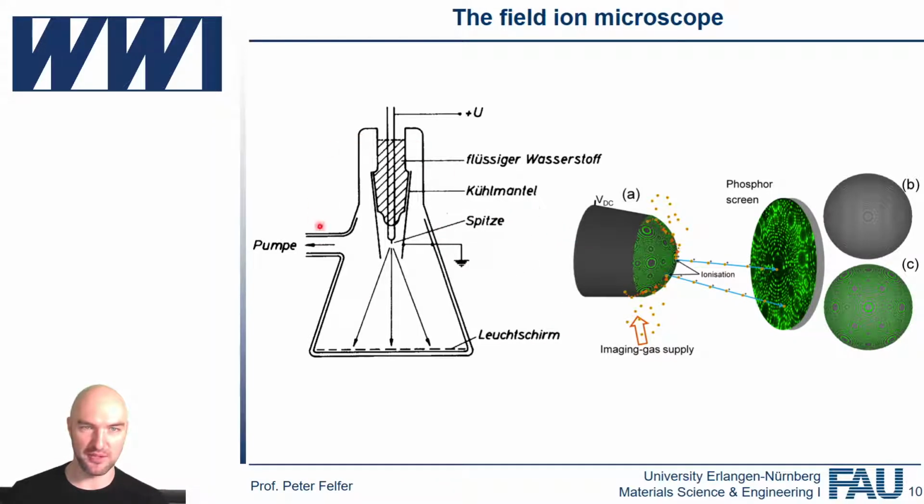So yeah, what does the field ion microscope look like? This is one of the early sketches. So you have your liquid. This is German. This is liquid hydrogen. You have your cooling sheath around it, and then you have your tip. You have a pump, and then you have your screen.